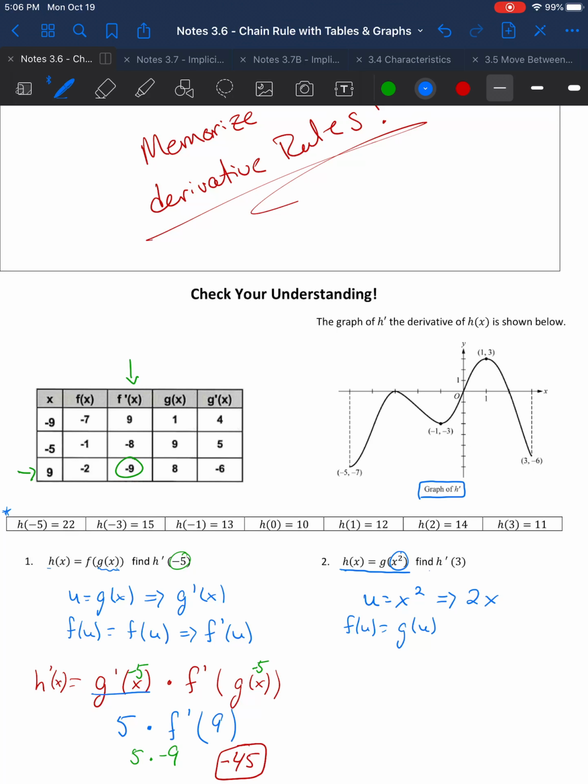H of X equals G of X squared, and I want to find H prime of 3. So that means I'm taking the derivative of this equation. Well, I need a U. So that means my F of U would be G of U. The derivative of U, the derivative of G, I multiply these together, 2X times G prime of what was U? X squared.